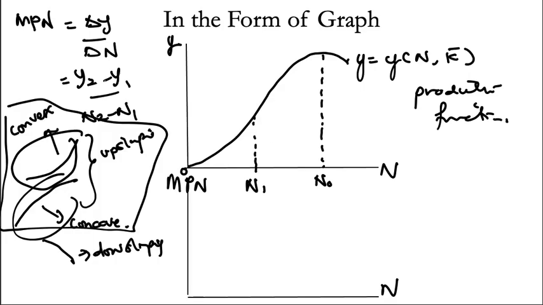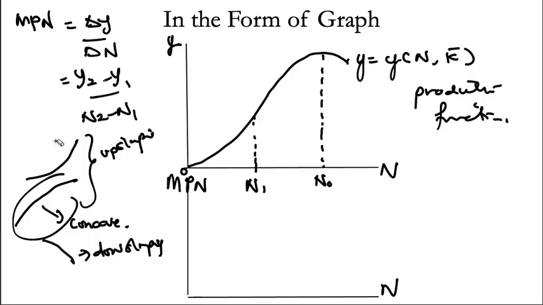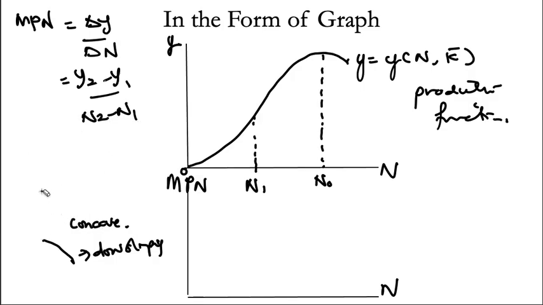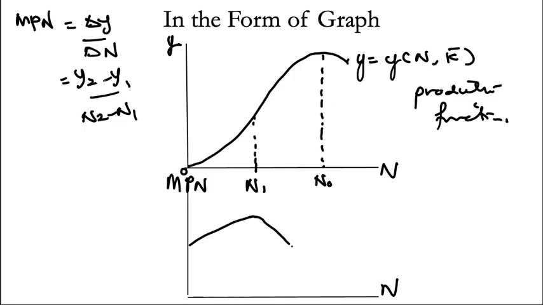So the slope of the total product or production function basically looks like this. You look at the way I draw it. Oops, it's wrong. Let me fix this bit. So here it looks like this. So this is N1, this is N0.